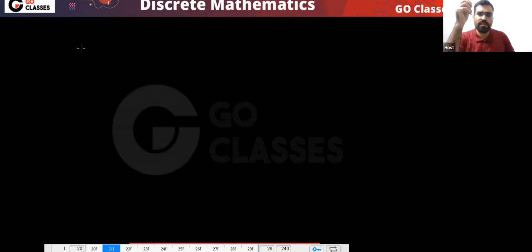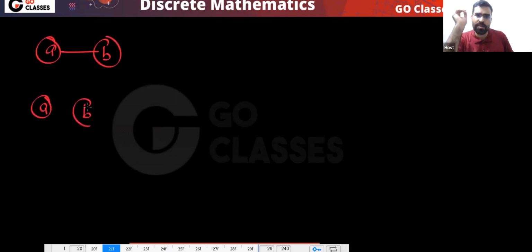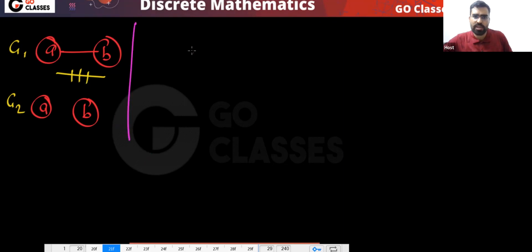Now let's see the formal definition. For example, if I give you this graph with vertices A, B and this graph with vertices A, B, are these two graphs G1, G2 isomorphic? They are not isomorphic, because this is a path graph and this is an empty graph. So these are very different graphs.